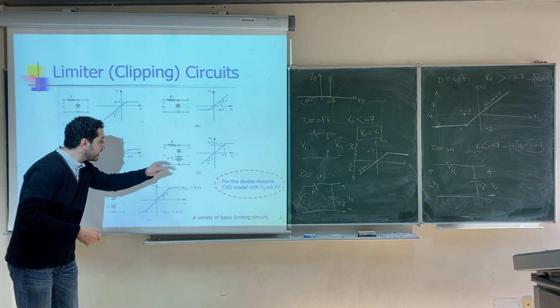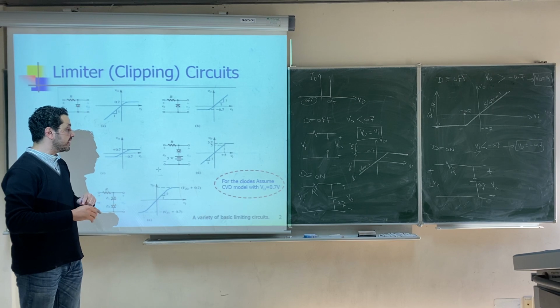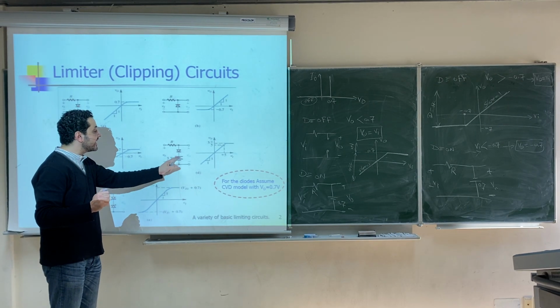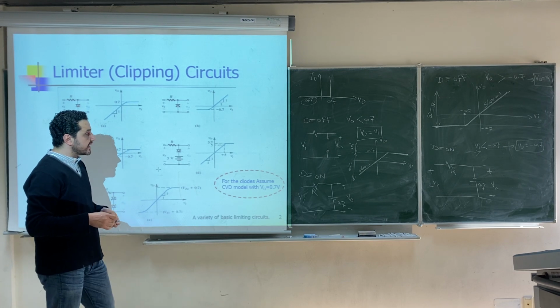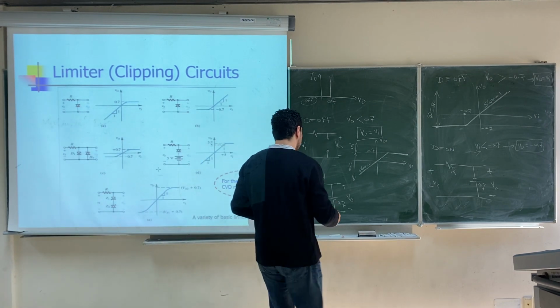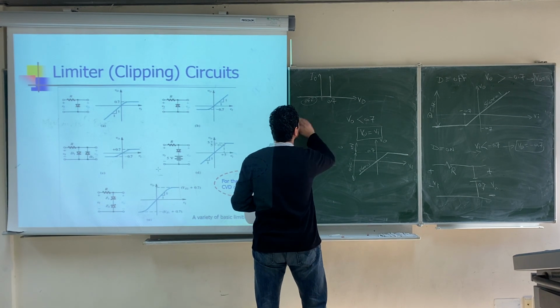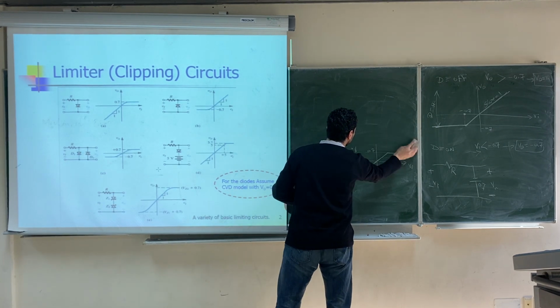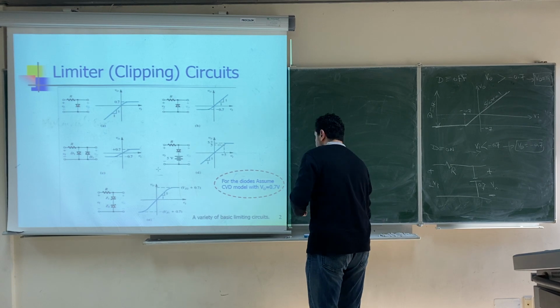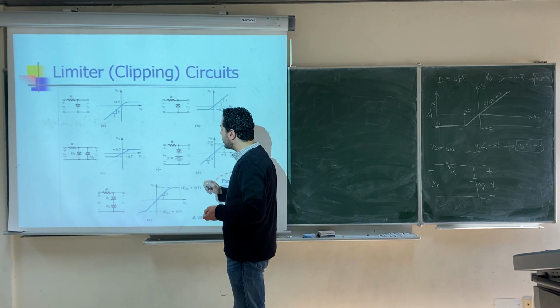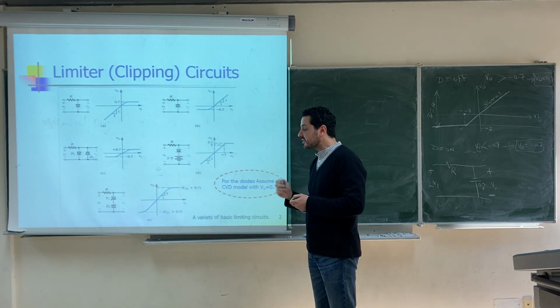You can add a battery as the first example that we solved in the limiting circuits. You can add a battery with the diode. In this case, if you add a battery with the diode, and let's assume constant voltage drop model, in this case, you will ask yourself, again, when would this diode be off? When would this diode be off?